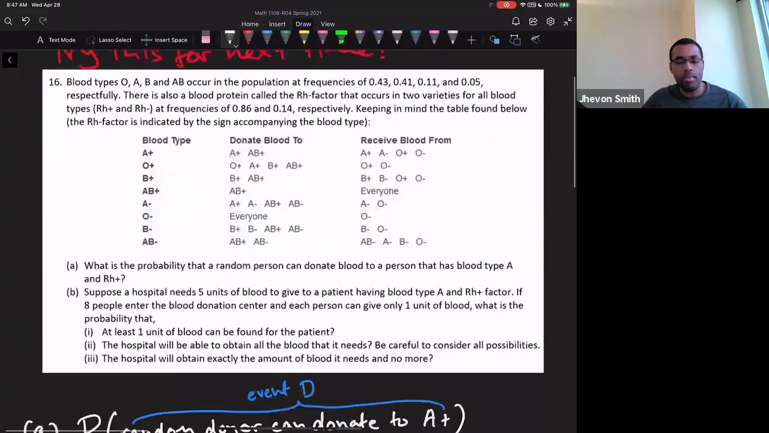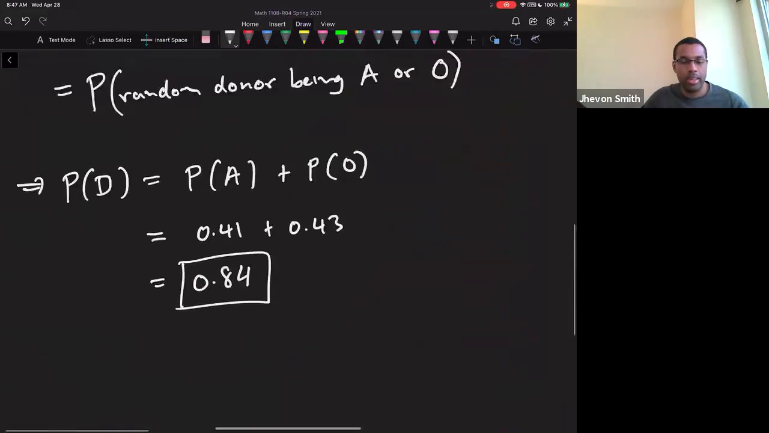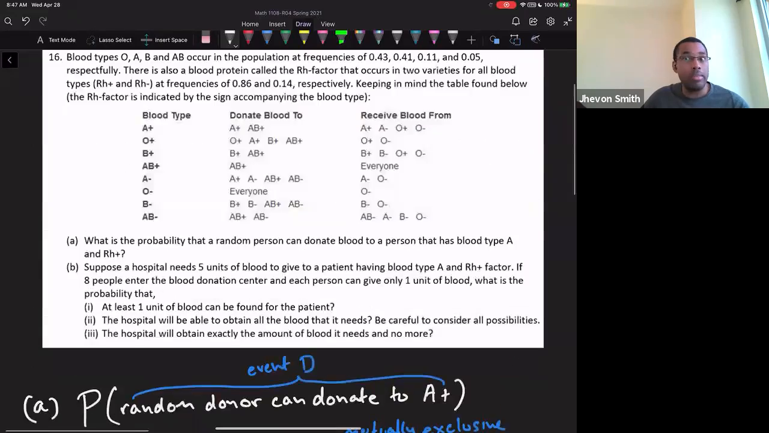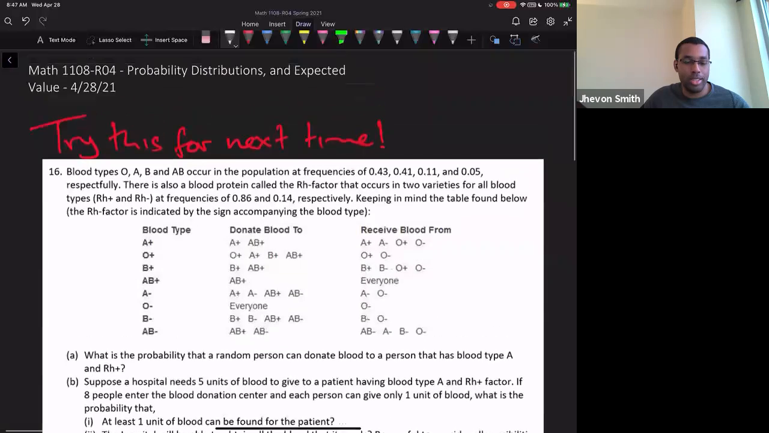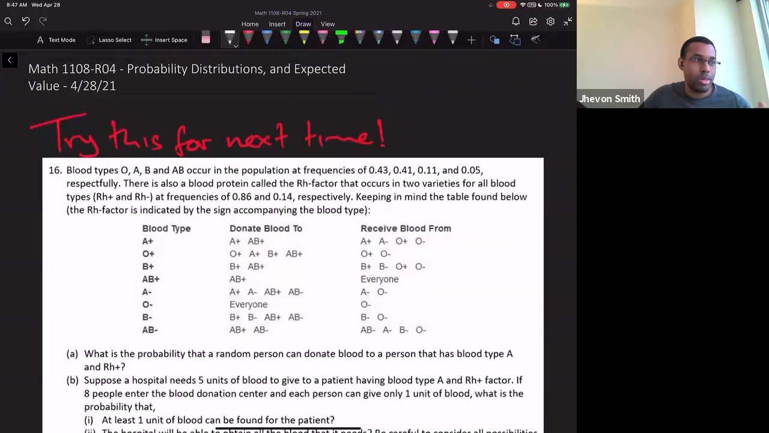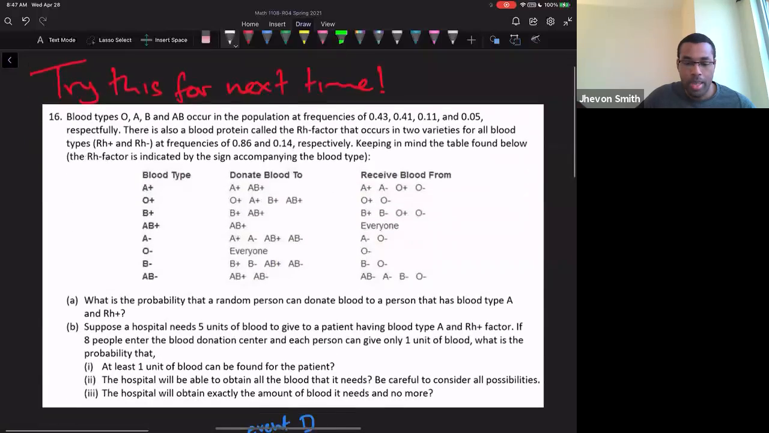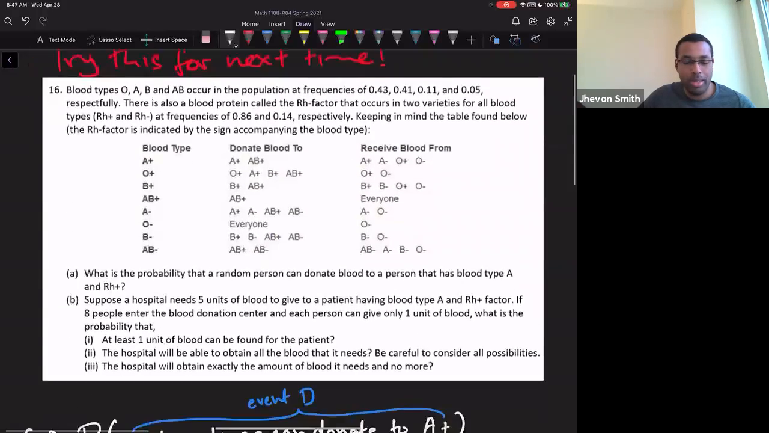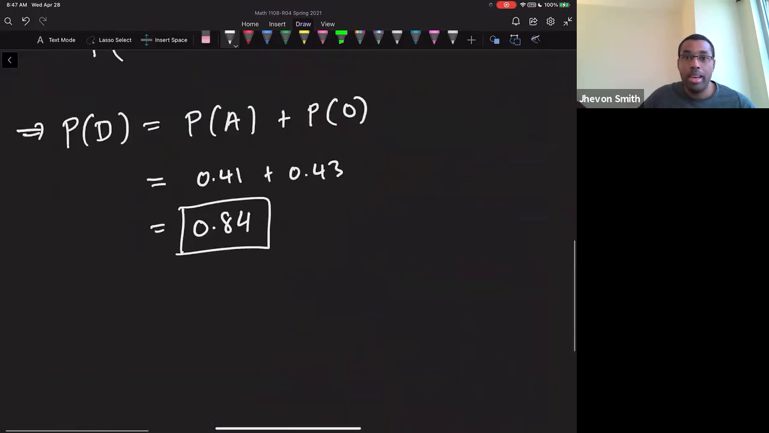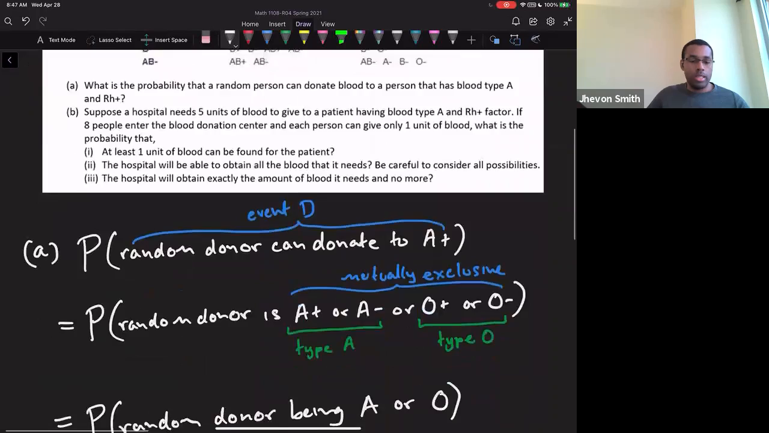So that's just some stats there. And I believe these are actually true. I didn't just randomly make these up. I actually looked up this chart. I'm not going to vouch for the source, but anyway, yeah, 84% chance. Let's go on to B.